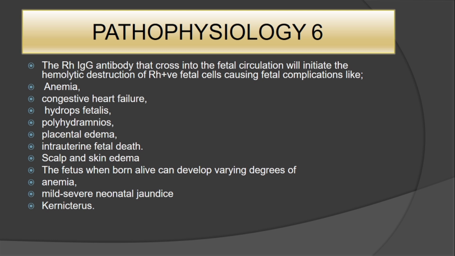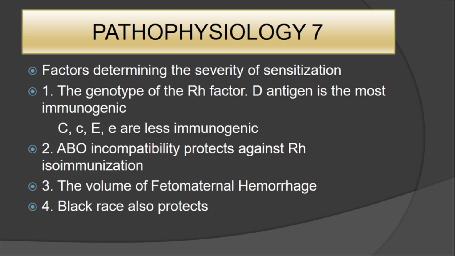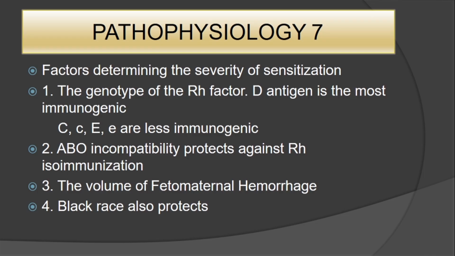If the fetus is successfully born alive, there could also be some varying degree of complications like anemia at birth, neonatal anemia, mild to severe neonatal jaundice, and in severe cases, we have kernicterus, that is neurological damage in the brain of the fetus. Now, there are some factors that will determine the severity of the sensitization.